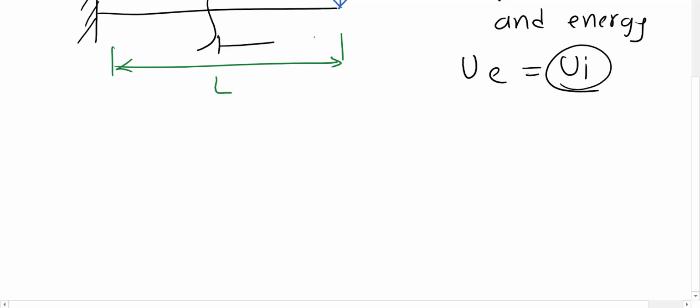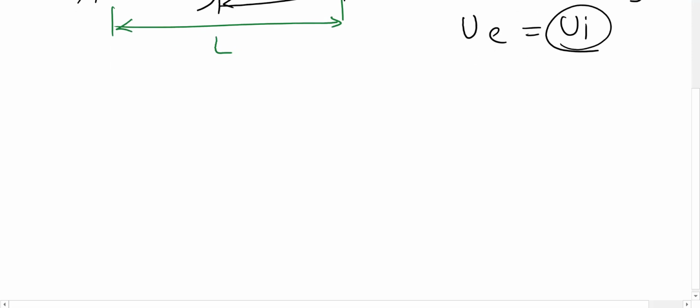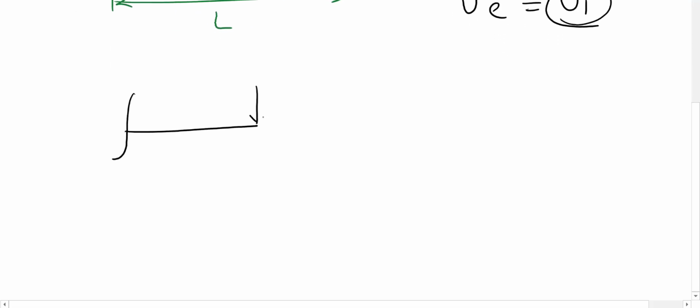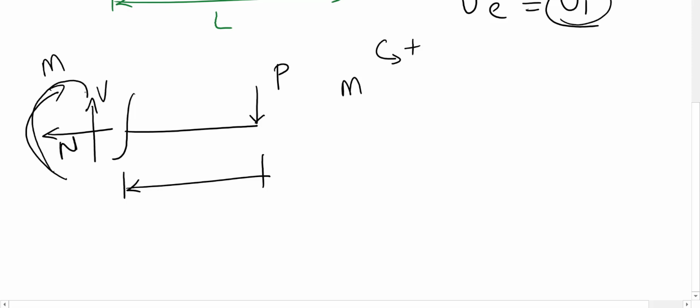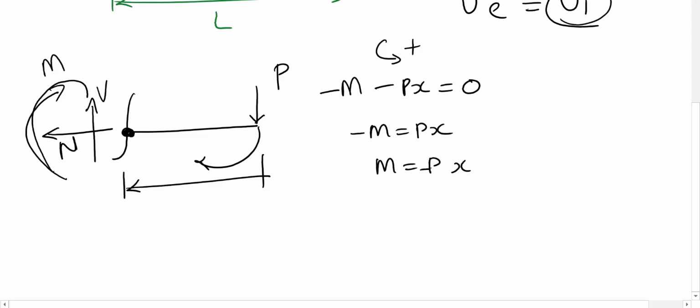Now to do this, we can have a cut in the beam at a distance of x. Where we make the cut at distance x, we have an axial load, we have shear in this direction, and we have bending moment. Now we are interested in finding this bending moment. So let's say anti-clockwise is positive, so this is a clockwise moment, so it's minus M. This will also be a clockwise moment, so minus Px equal to 0. Please note we are taking the moment at this point. So minus M is equal to positive Px, so M equals minus Px.